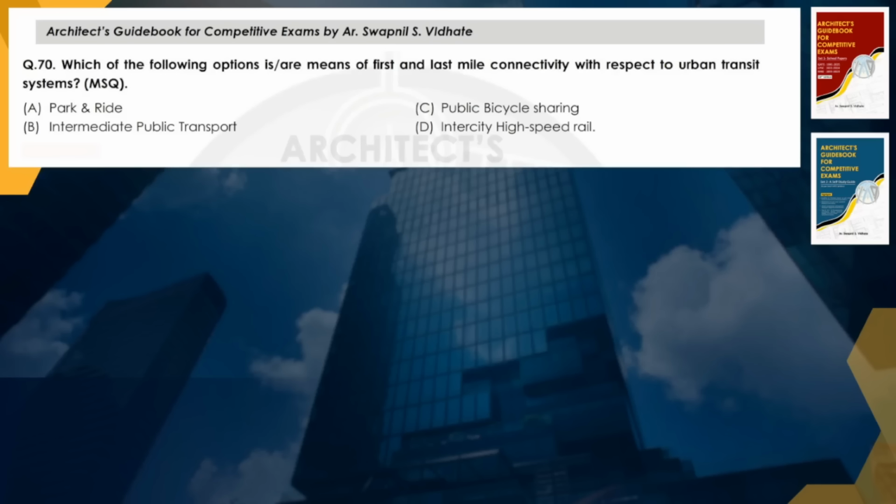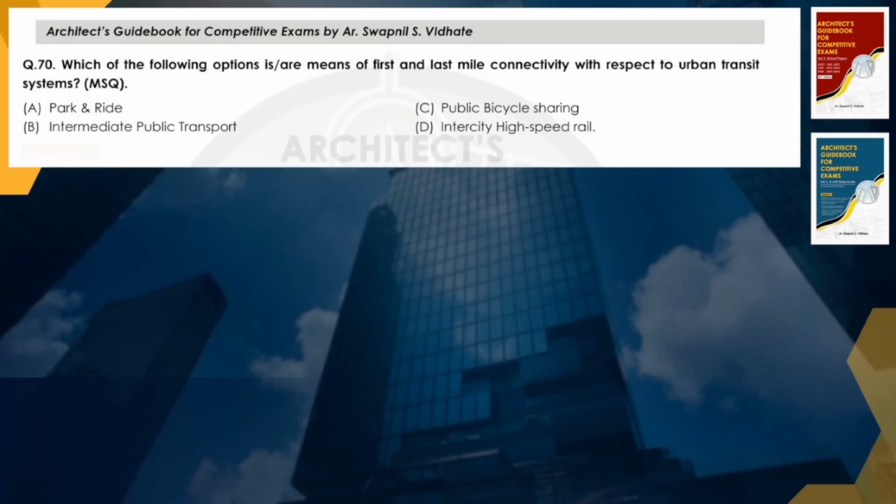Question 70. Which of the following options is or are means of first and last mile connectivity with respect to urban transit system? MSQ question, more than one option can be correct. So options are: A, park and ride; B, intermediate public transport; C, public bicycle sharing; D, intercity high speed rail. Again, an easy question.